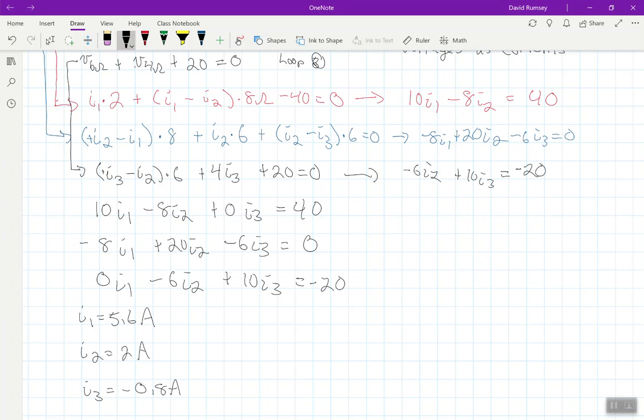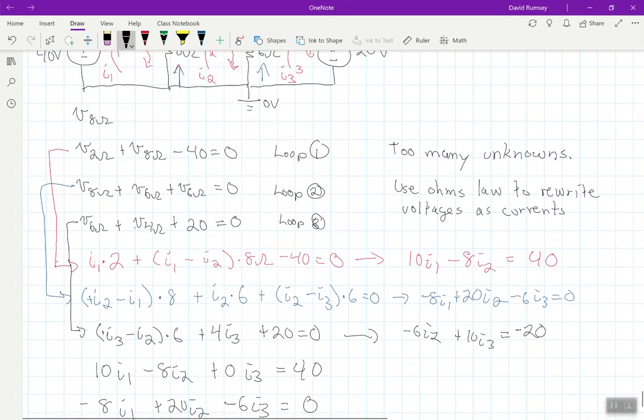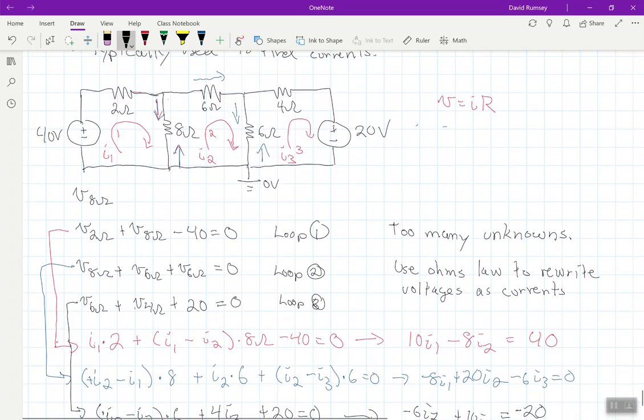Now, let's go back up and see exactly what we were asked to find here. I found all these currents, but again, what am I asked to find in this case? I was supposed to find the voltage across the 8 ohm resistor, and it was labeled this way. That was what I was supposed to find, that output voltage. So that output voltage is the voltage across the 8 ohm resistor.